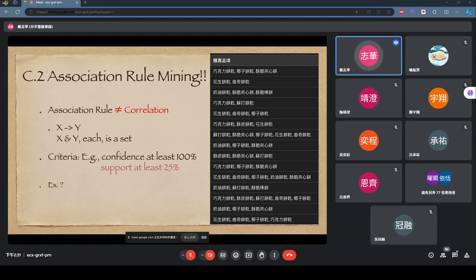Usually when we say correlation, we already know a specific X and a specific Y. But here we just know X and Y are a format, and the detail could contain a lot of variables, a different set of variables or a different sequence of variables. Or even different structured variables. Association rule could be done on structured data.